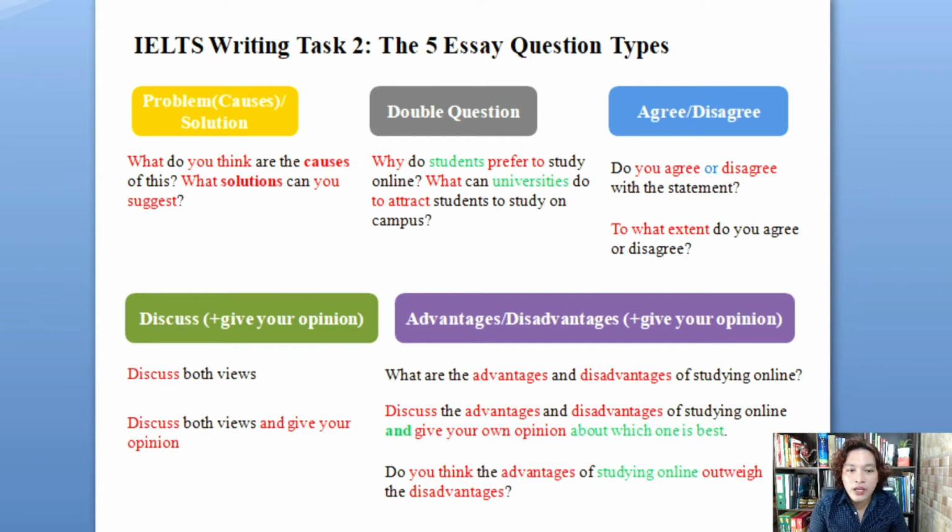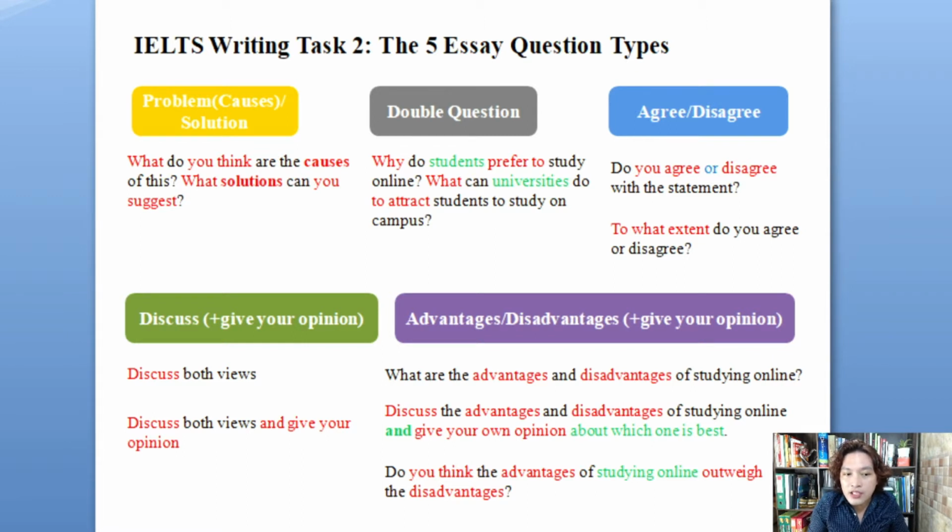Another one is advantages and disadvantages, for example, "What are the advantages and disadvantages of studying online?" So you need to discuss both advantages and disadvantages. You can put them in separate paragraphs. Or sometimes the instruction could be "Discuss the advantages and disadvantages of studying online and give your opinion on which one is the best." So you need to give your opinion as well. And another one: "Do you think the advantages of studying online outweigh the disadvantages?" So that is asking for your direct opinion.